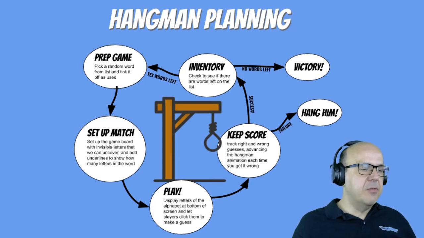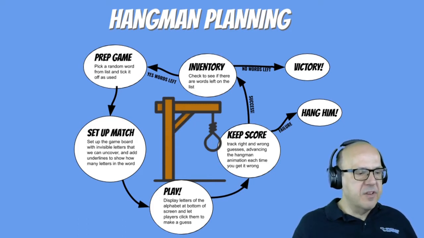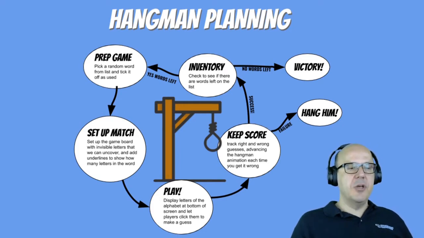after you're done keeping score, we take inventory and we check and see whether we got the whole word right or not, whether we got all the letters. If we did, we prep the game again and we get started with the next round. And if we run out of all the words in our list, then we go to a victory screen, and that's going to be the gallows crashing down.